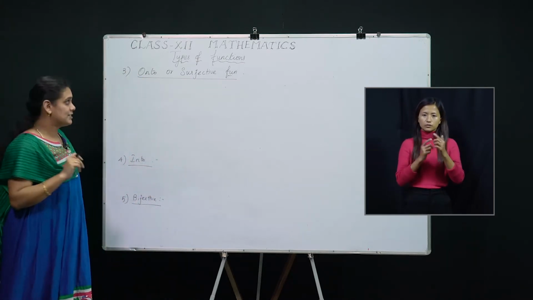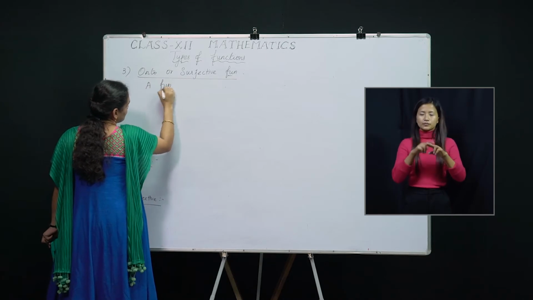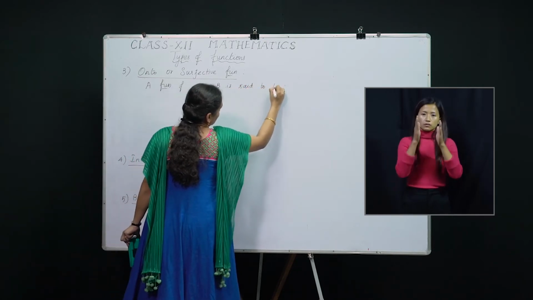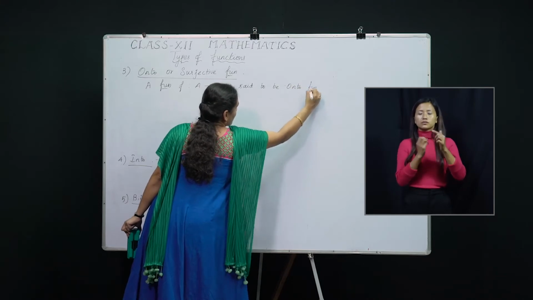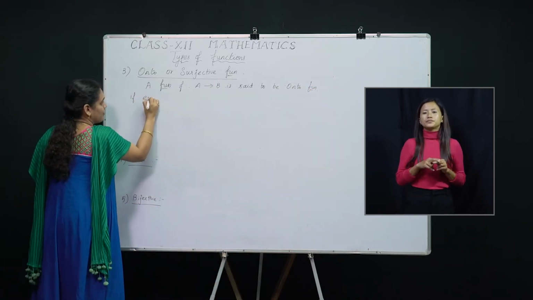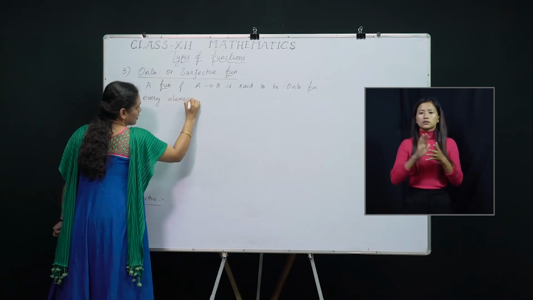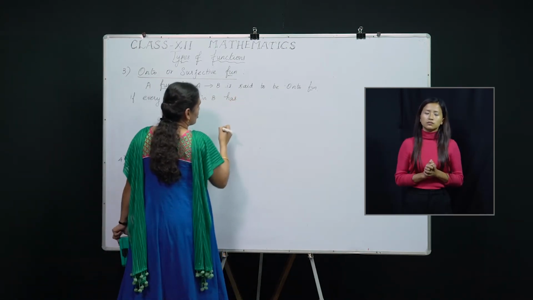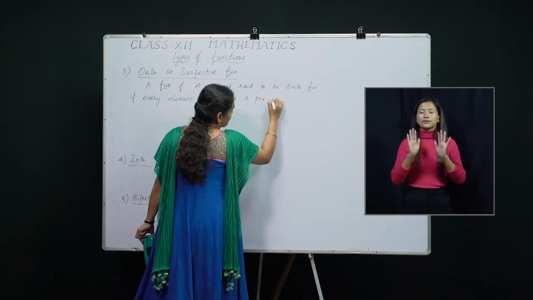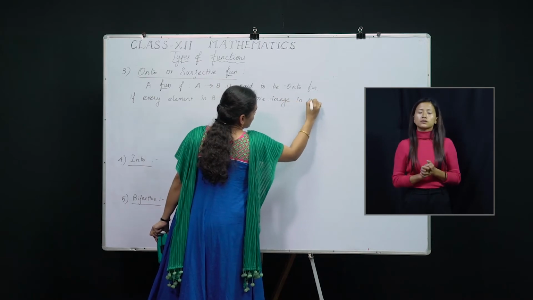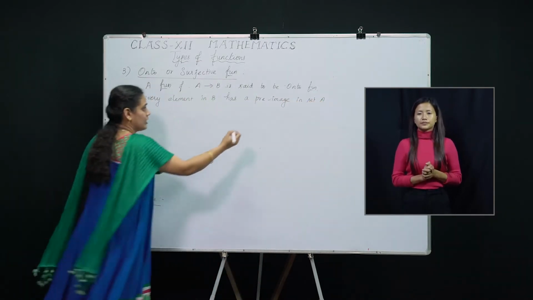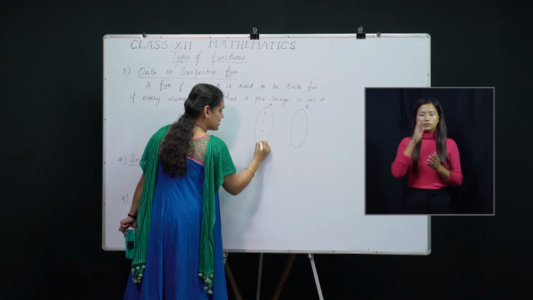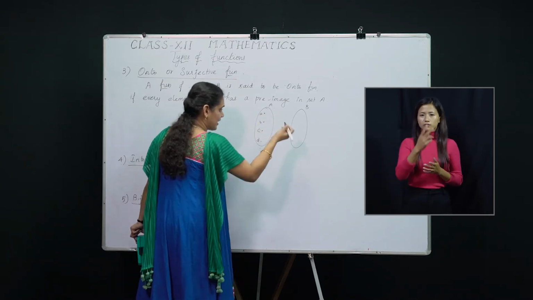For onto function only, we consider the second set B. A function f from A to B is said to be onto if every element in B has, or must have, a pre-image in set A. So if you take two sets A, B, so far we considered only the first set, isn't it? Now we look at the second one also.